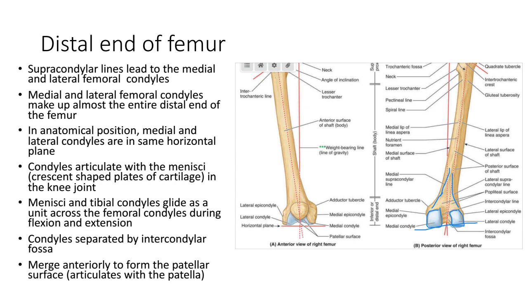The menisci are crescent-shaped plates of cartilage in the knee joint. There's a medial meniscus and a lateral meniscus. The menisci and the tibial condyles glide as a unit across the femoral condyles during flexion and extension. The condyles are separated by an intercondylar fossa. They merge anteriorly to form the patellar surface that articulates with the patella.